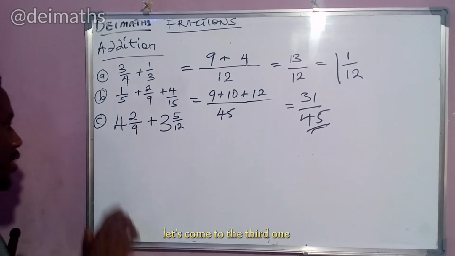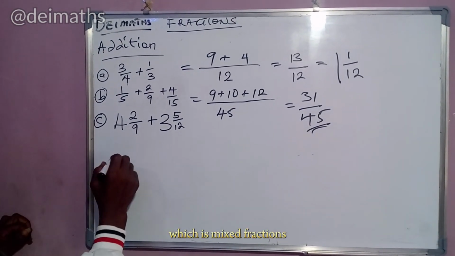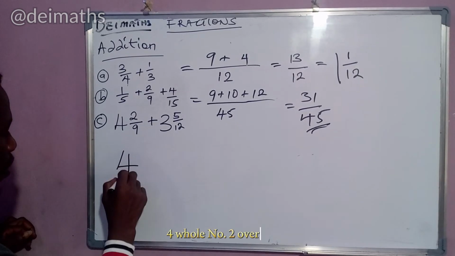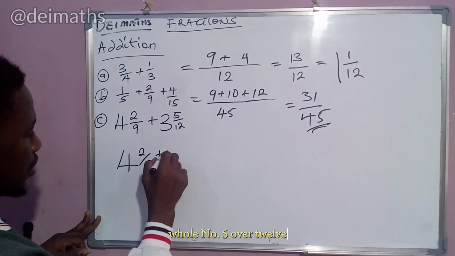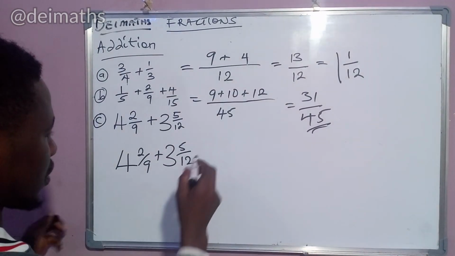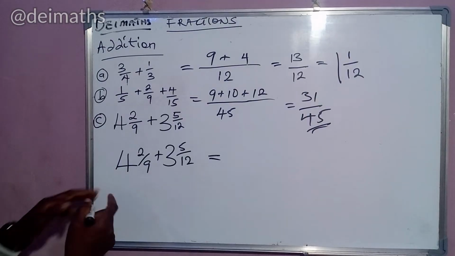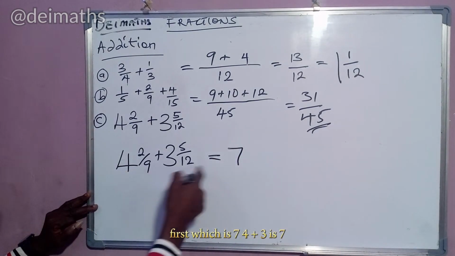Let's come to the third one, which is mixed fractions. 4 whole number 2 over 9 plus 3 whole number 5 over 12. Okay, we tackle the whole numbers first, which is 7. 4 plus 3 is 7.